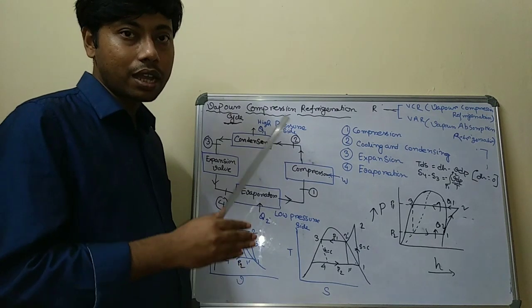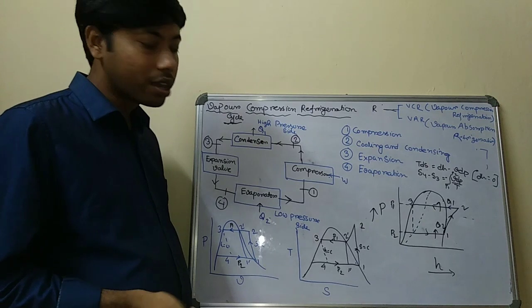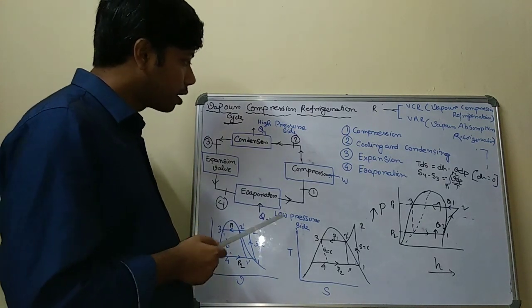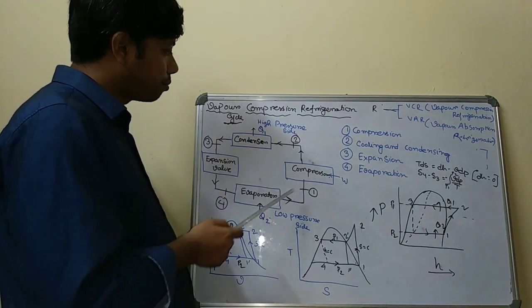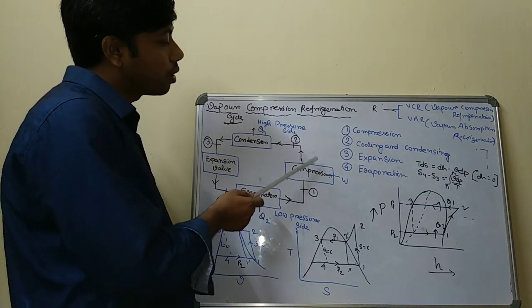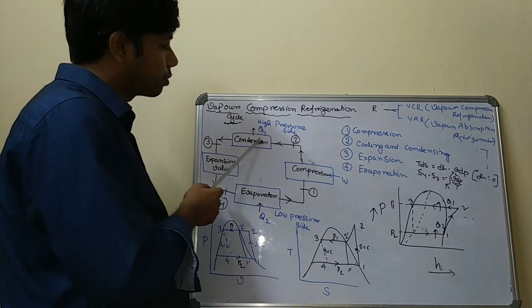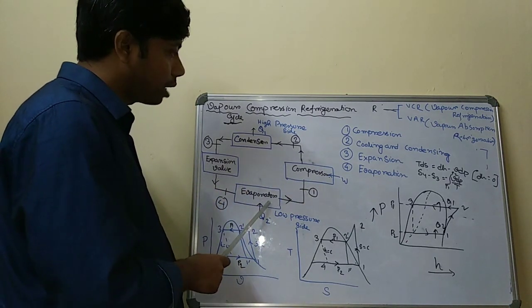And to maintain the lower temperature from the surroundings. So this is the main function of the evaporator. As you know, this is the block diagram. 1 to 2 is basically when the refrigerant is compressed. Then it goes to the condenser, then the expansion valve, then the evaporator.